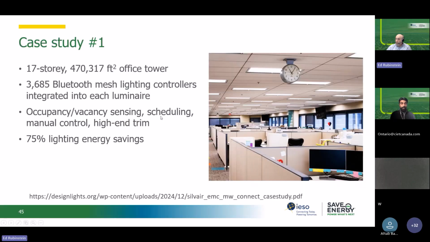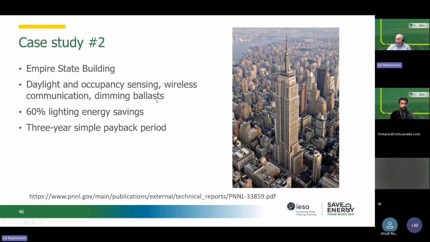Right, so I'm going to jump ahead to the second case study. So Empire State Building, right? An old building, and you could see they had a 3-year simple payback, huge energy savings on lighting and stuff like that. This was an old one, and you could see they went with a wireless system here. So they had daylight occupancy sensors, they had ballast, they could dim and things like that.